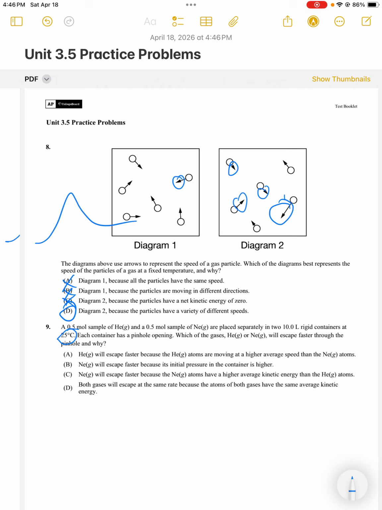So we know that the helium will escape faster. Helium will escape faster because the atoms are moving at a higher average speed than the neon atoms. That's it. And you'll notice here, they've kind of figured out my trick: if you don't know what you're doing, look for the two that are kind of the same. In this case, the two that are the same are both wrong answers.